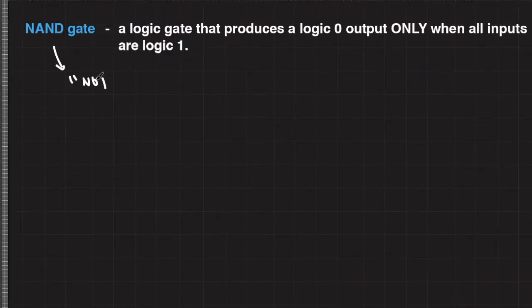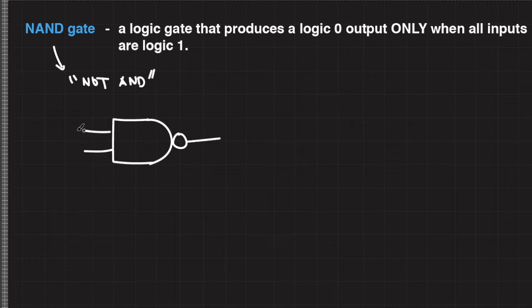A NAND gate, or NOT AND gate, is a logic gate that produces an output of logic 0 only when all inputs are logic 1. This is the standard logic symbol for a NAND gate. Basically, it's an AND gate but with a bubble to signify complementation of the output. Let's represent its inputs as A and B and its output as X.